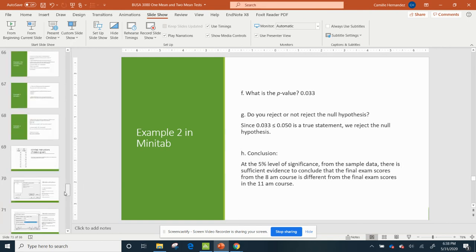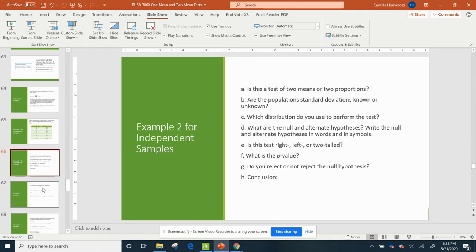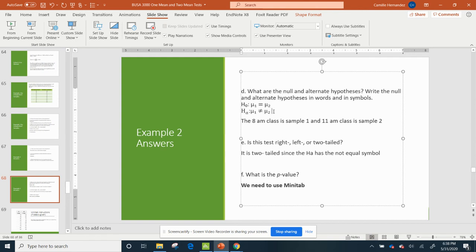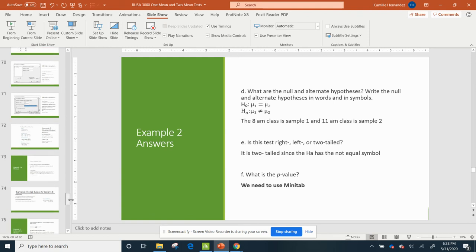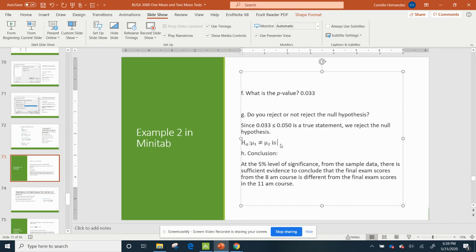So let's go back up again. If I'm rejecting my null hypothesis, if I'm saying that's not true, then I'm saying this one is true and there is a difference. So I'm going to take this with me just so you can see what I'm doing. Okay, that might help. So now I'm saying my alternative is true. So the average final exam score for the 8 a.m. class is not the same as the average final exam score for the 11 a.m.